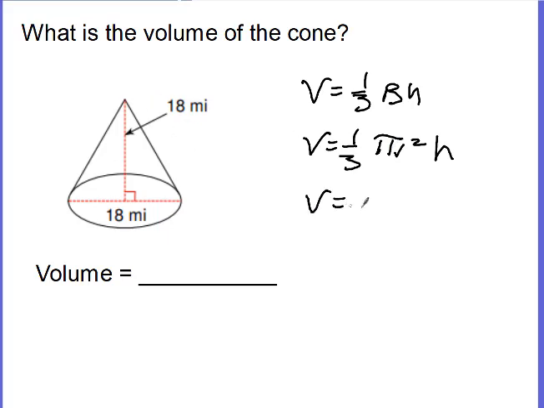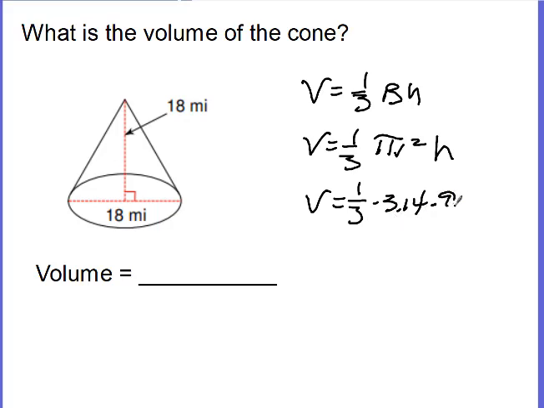Okay, so volume is equal to 1/3, and the number that we use for pi is 3.14. We're going to continue doing that in this particular lesson, times the radius squared. Now, if you'll notice in this particular circle here in the base, I gave you a diameter. So the diameter is all the way across, but what I need is the number that represents halfway across, which in this case is 9.